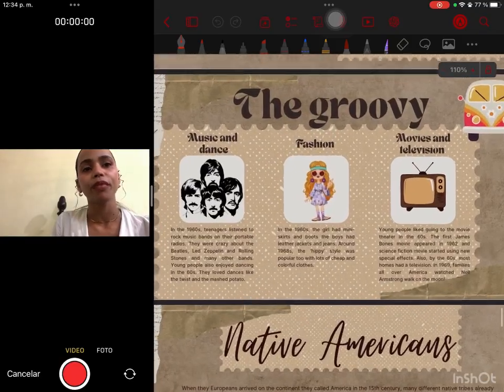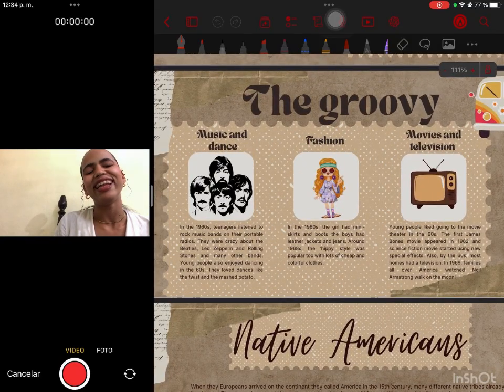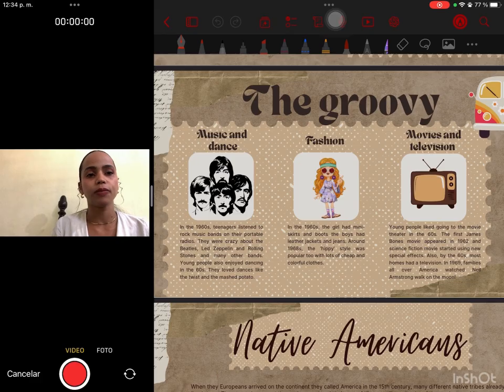The groovy music and dances of the 1970s. Teenagers listened to rock music bands on their portable radios. They were crazy about the Beatles, Led Zeppelin and the Rolling Stones, and many other bands. Young people also enjoyed dancing in the 70s. They loved dances like the twist and the mashed potato.